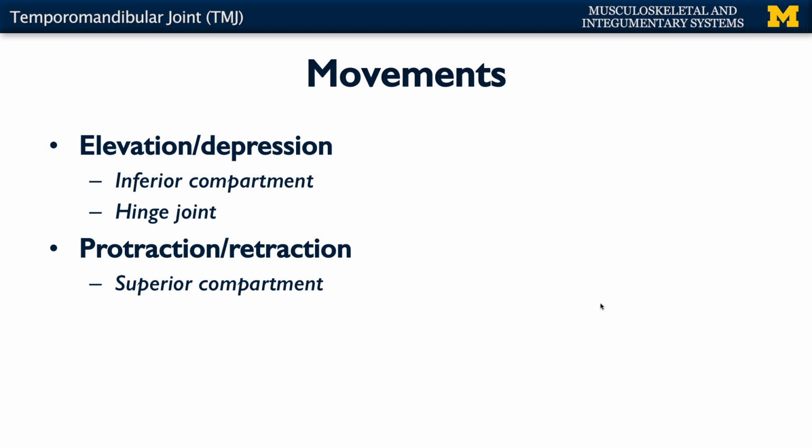So let's talk about the movements that can occur here. Remember how we talked about the articular disc dividing the joint into two different compartments. The inferior compartment plays a bigger role in the more dominant movement at the TMJ, which is elevation and depression. If you elevate, that's closing your mouth. Depression is opening your mouth. So opening and closing is an example of a hinge joint. The superior compartment is doing more of a sliding back and forth, and that's what's referred to as protraction and retraction. Let's actually see what these movements are.